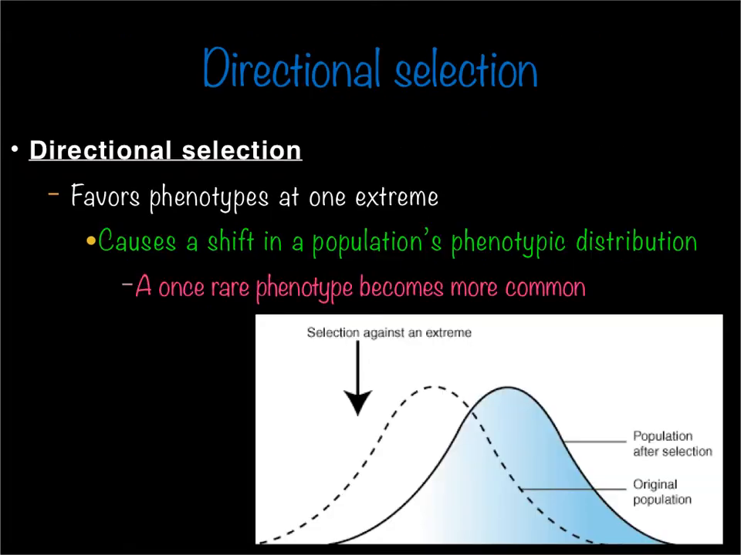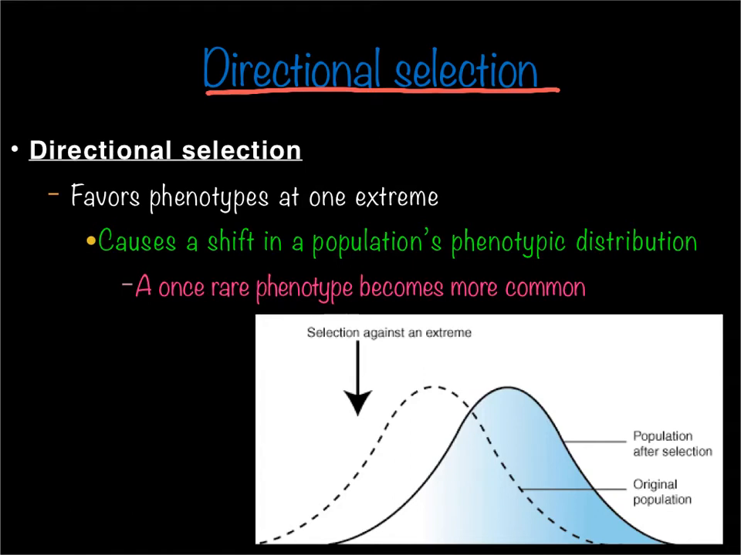This first type of selection, called directional selection, favors the phenotypes at one extreme, meaning one end of our bell-shaped curve. This causes a shift in a population's phenotypic distribution, and a once rare phenotype becomes more common.